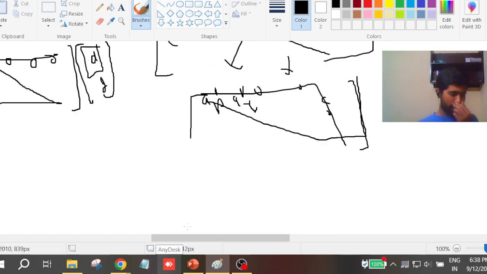Are there any queries till this point? These are the direct methods which I was discussing. If yes, please let me know on the chat box. Otherwise, we can go with the indirect methods.